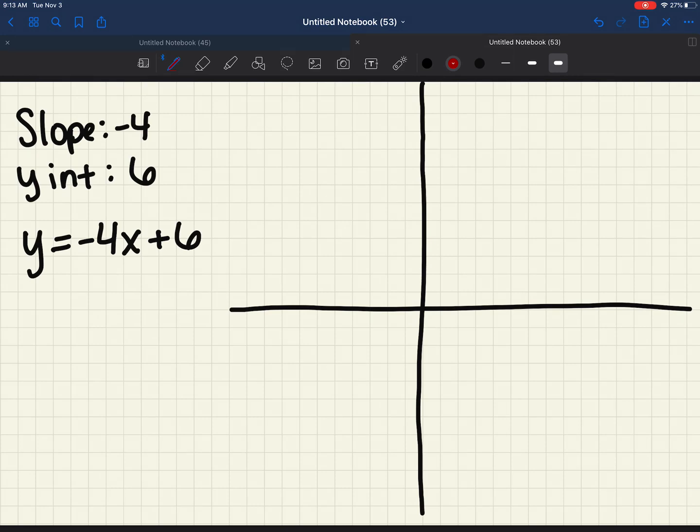Right, so same thing. The first point I'm always going to put on my graph is my y-intercept. How do I put that y-intercept on my graph? If my y-intercept is 6. Anybody? So, up 6. Good, just go up 6.